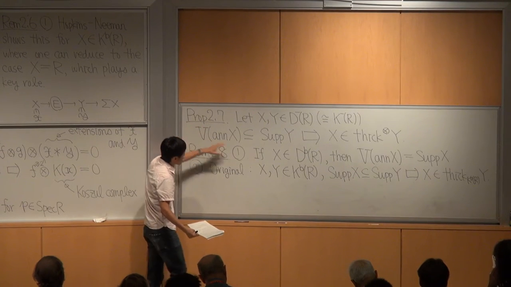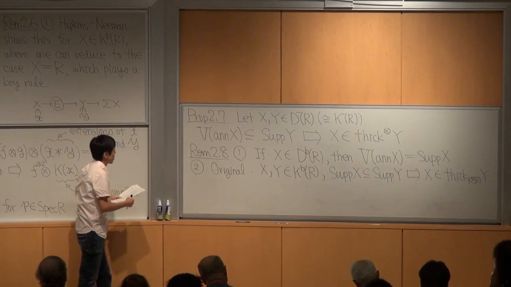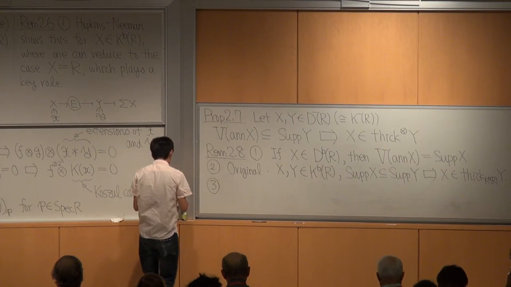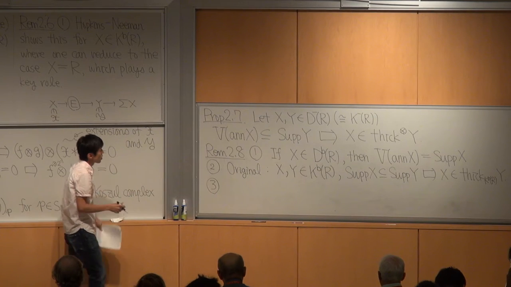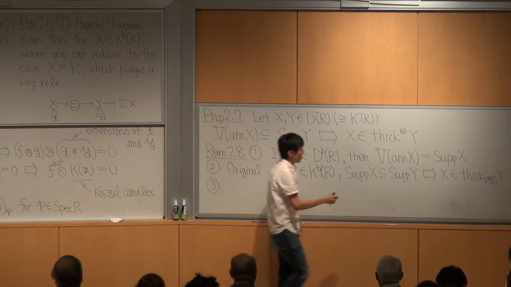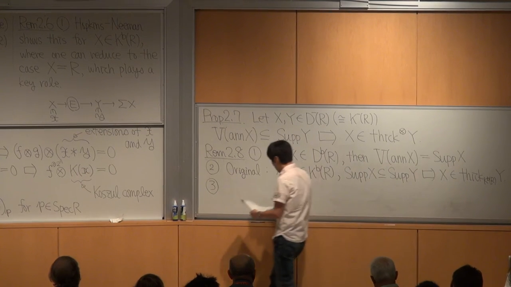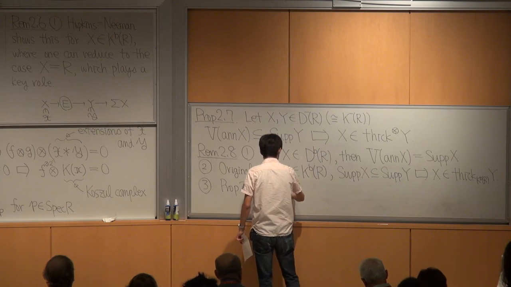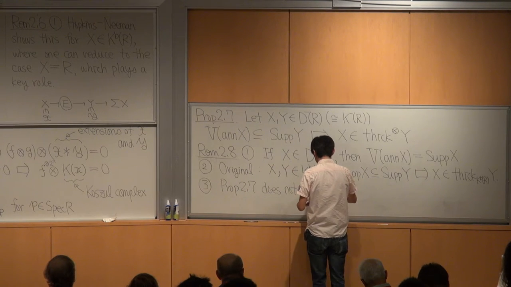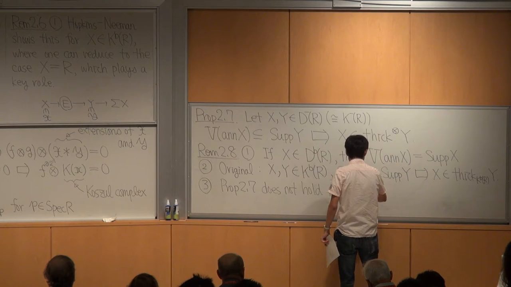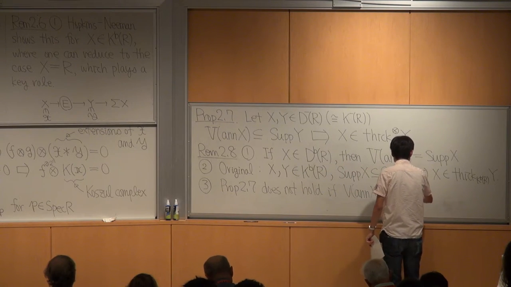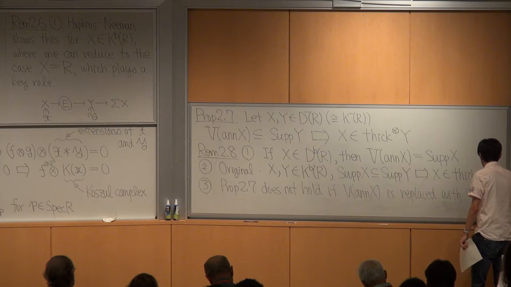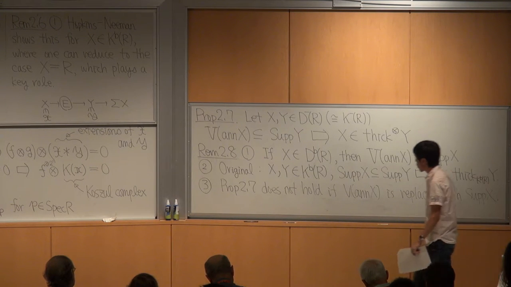We need to replace support of x with V of the annihilator of x. And actually, this Proposition 2.7 does not hold if V of the annihilator of x is replaced with the support of x. So it is very subtle. Yeah, we have a counterexample.